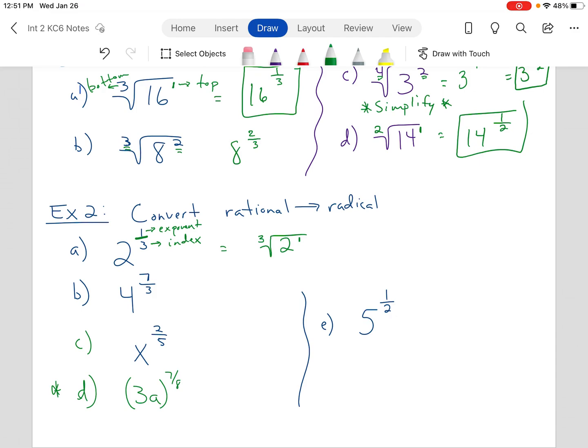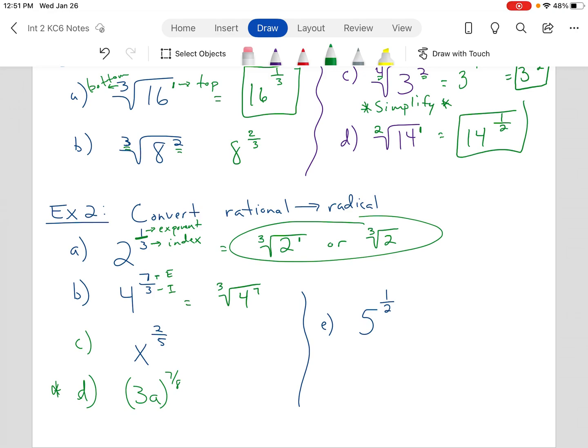Okay, now I do not need to put that number 1. You can if you want. I will not take points off if you don't. Okay, so either of them is fine. Okay, again, the 7 is your exponent. The 3 is your index. So I get 4 in the root, 3 as the index, 7 as the exponent.